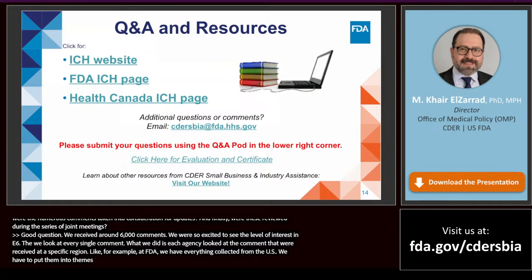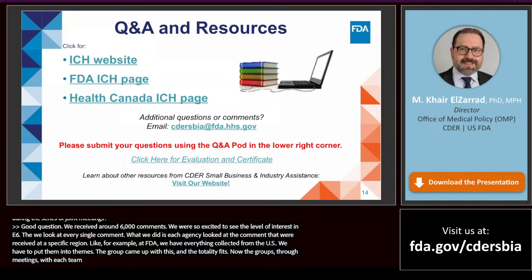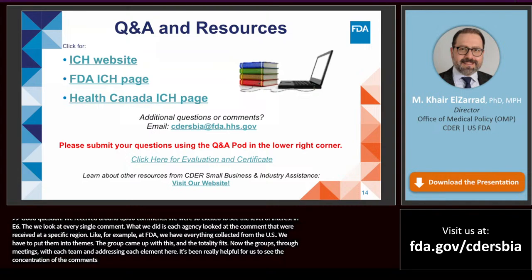The group came up with approximately 17 or 18 themes that the totality of the comments really fits within, with a few exceptions. Obviously, we have a miscellaneous category. And now the group, through their meetings, is going through each theme and addressing each element. It's been really helpful for us to see where the concentration of the comments points us. And we believe in general, this is going to make the guideline far more robust.